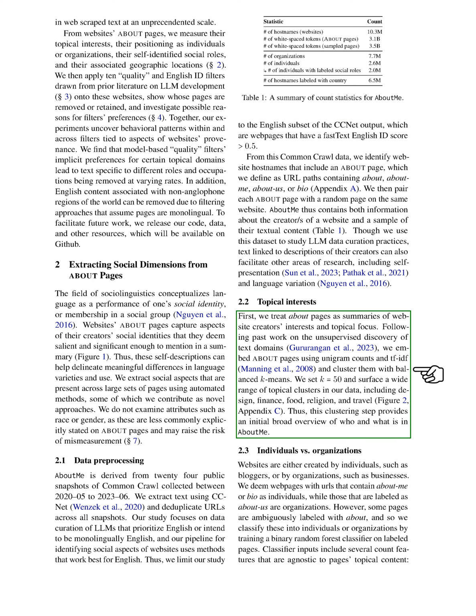First, we treat About pages as summaries of website creators' interests and topical focus. Following previous work on the unsupervised discovery of text domains, we embed About pages using unigram counts and TF-IDF and cluster them with balanced k-means. We set k equal to 50 and surface a wide range of topical clusters in our data, including design, finance, food, religion, and travel. This clustering step provides an initial broad overview of who and what is in AboutMe.